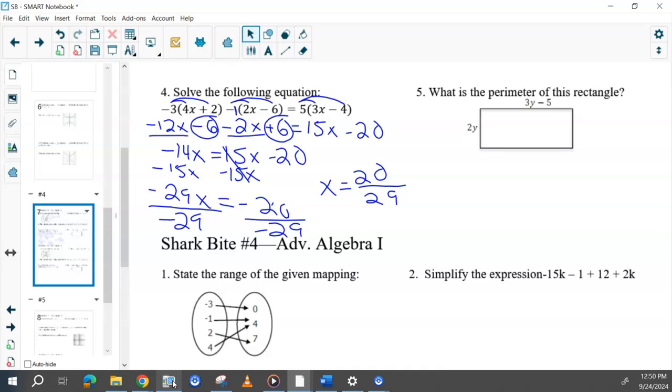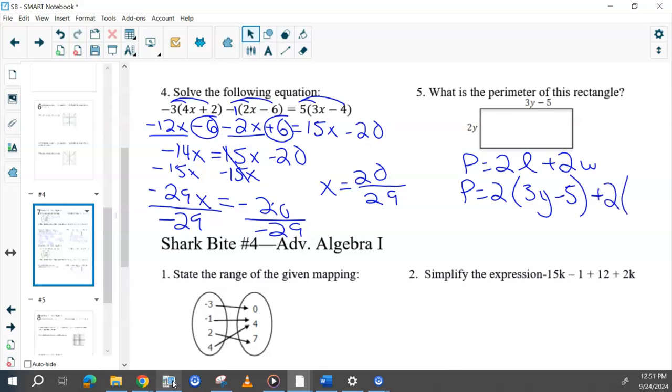So I'm just going to use the equation because it'll make our lives a little bit easier. If I know the perimeter is 2 times the length plus 2 times the width, I'm going to put both the length and the width in there. So let's say the 3y minus 5 is our length. I'm going to put that in for L. And then if the 2y is our w, I would put that in for w. Then we could simplify.